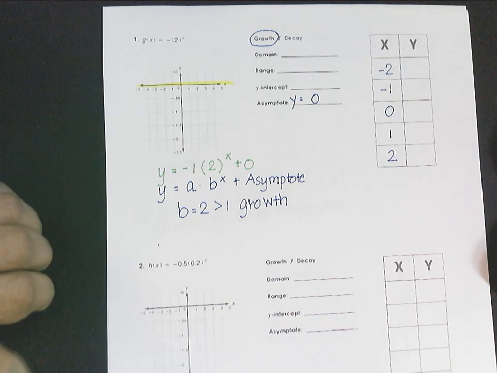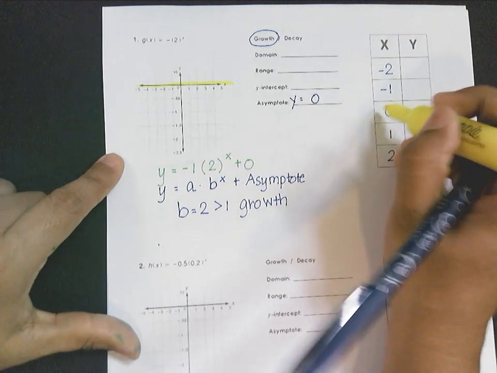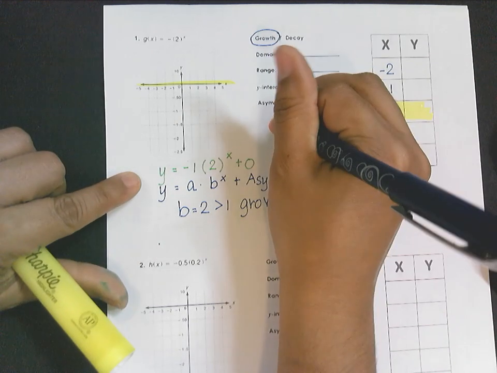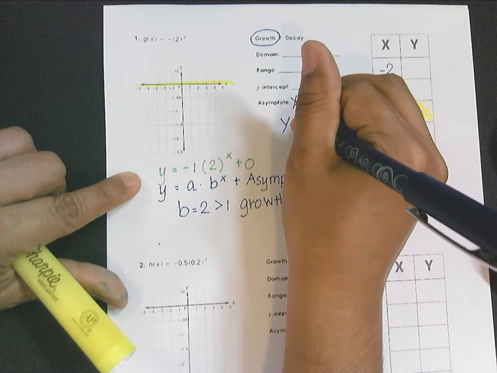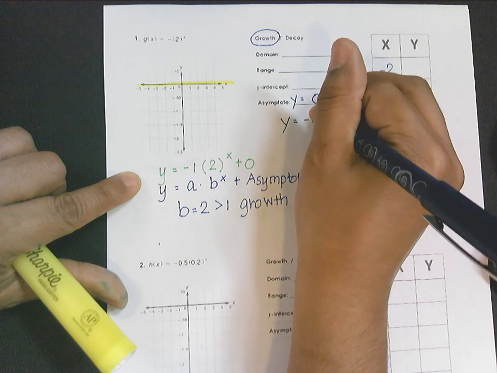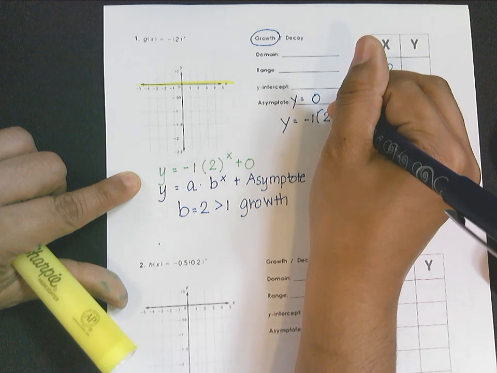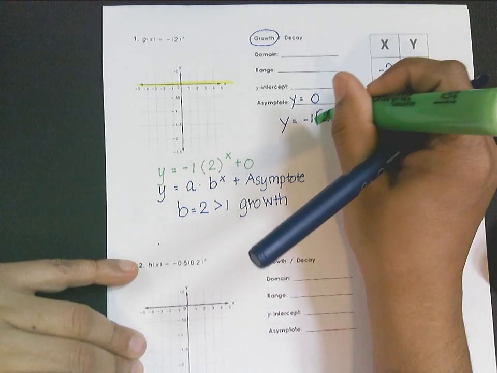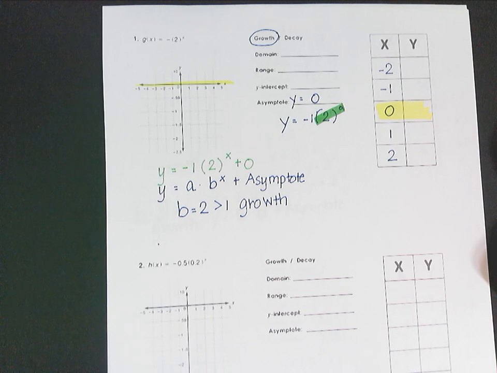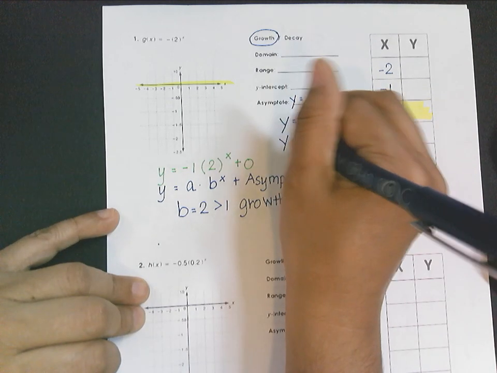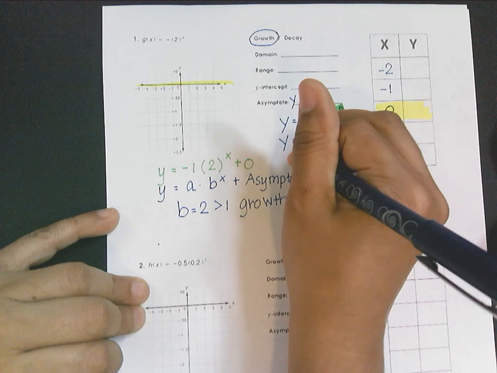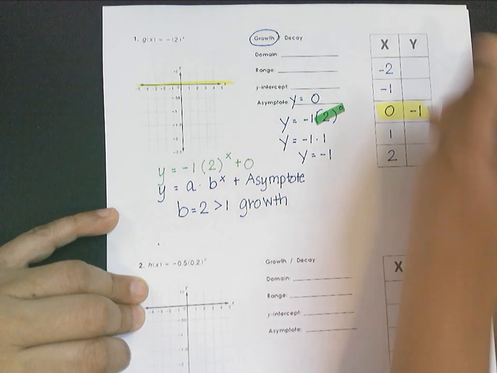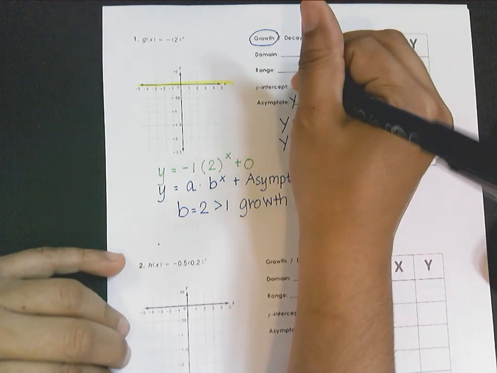And the one I want to worry about is the y-intercept. So I'm going to put my x value to 0. So y equals -1 times 2 to the power of 0. And this is where you might make your mistake. That is 1. So y equals -1 times 1. So y equals -1. So my y-intercept is (0, -1).